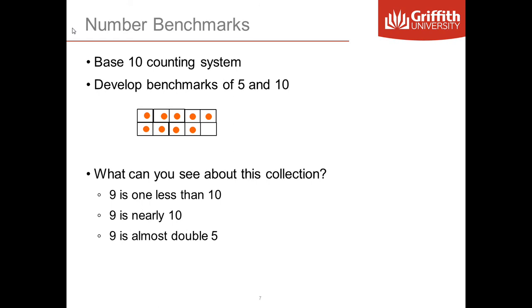What they now can start to see is that in actual fact the 5 and the 5 is a 10. So they're starting to see a lot of patterns coming out in their numbers. So you might ask children, what can you tell me about this collection? They might be able to say, well, 9 is 1 less than 10, or 9 is nearly 10, or 9 is almost double 5, because they can start to see the relationships of 9 with the benchmarks of 5 and 10. So benchmarks are important for you to develop as well.